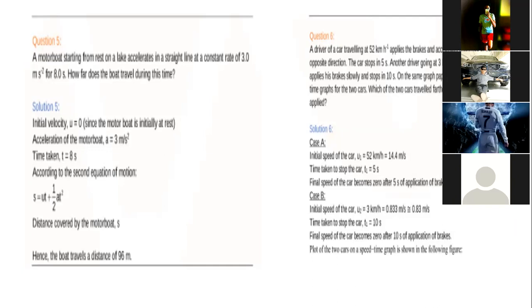So depending on the given values, depending on what you have to find, you have to understand which equation to choose and why to choose. So I hope I'm clear with this particular point also.